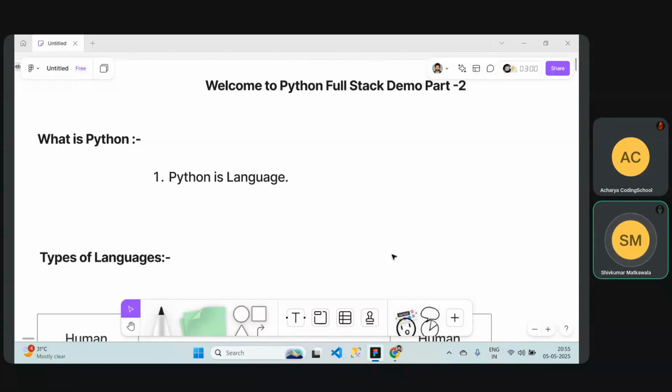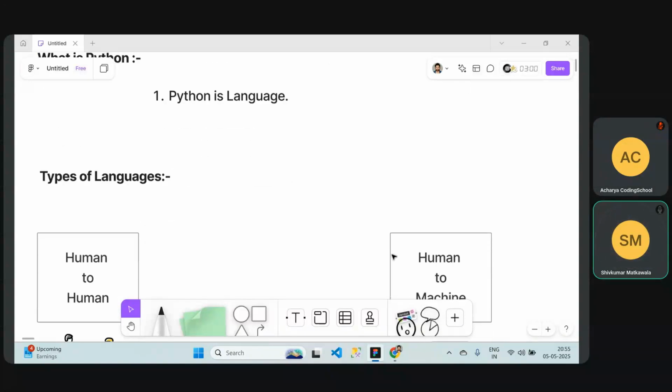But you might be thinking now, sir, definitely we do call Python a language, but we have never seen a person who's talking in a Python language. People do talk in Telugu, Tamil, Kannada, English, Hindi, Spanish, Mandarin, but we have never seen a person talking in Python. So what kind of language is Python? Guys, there are two types of languages we do have.